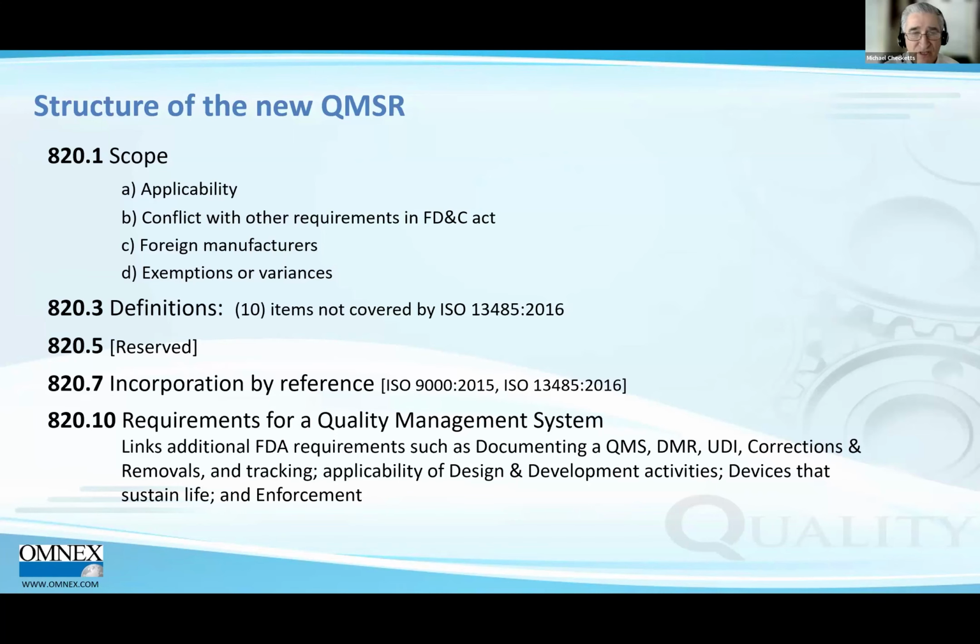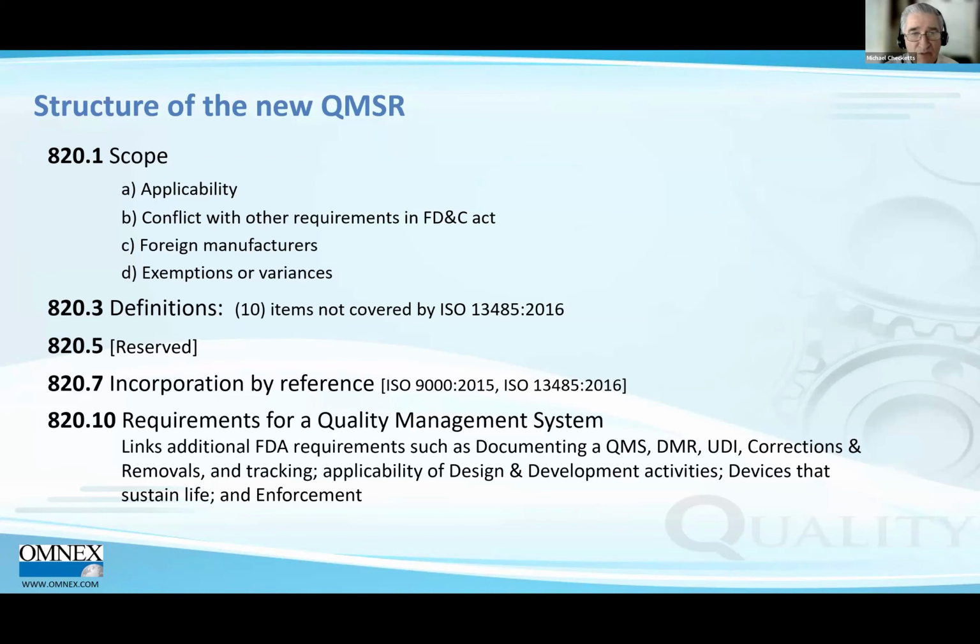820.3, definitions. There are 10 definitions in 820 currently that are not in ISO 13485. So those 10 definitions will take precedence over anything in 13485. 820.7 is the incorporation by reference, talking about ISO 9000:2015, as well as ISO 13485:2016.